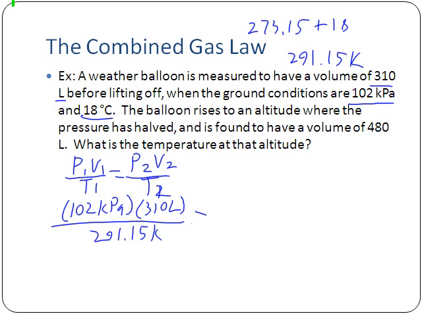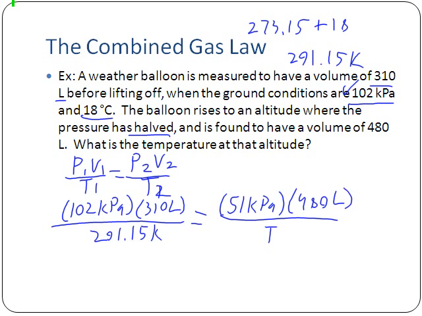It says the balloon rises to the altitude where the pressure has halved. Originally we had a pressure of 102 kilopascals. Half of that would be 51. So I know I have a pressure of 51 kPa. It says that it has a volume at this point of 480 liters. So 480 liters like this, divided by my T2, which I do not know because it asks what is the temperature at that altitude.